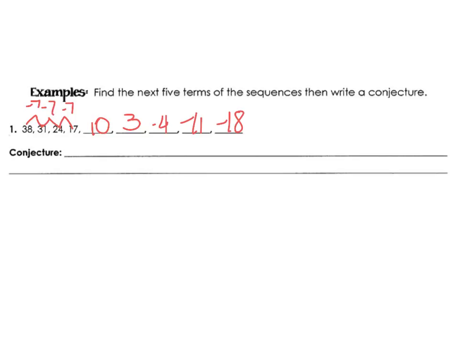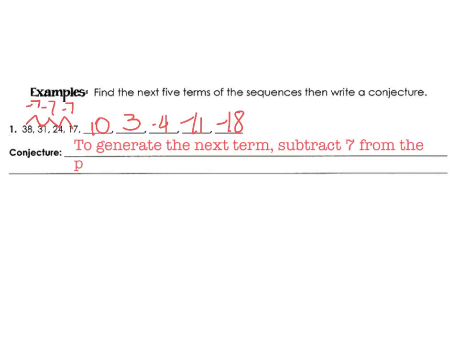Alright, now we want to write a conjecture, a concluding statement that we've reached based on the observations and patterns that we've seen here. I'm going to type this out because my handwriting on here is never neat. Our conjecture is: to generate the next term, subtract 7 from the previous term. Alright, so that is our conjecture. In order to generate the next term, subtract 7 from the previous term. And you're done.